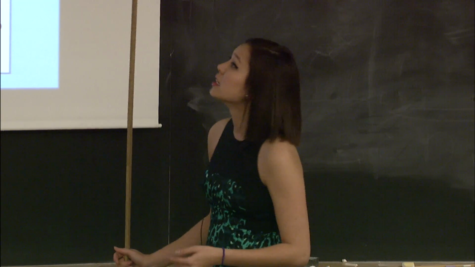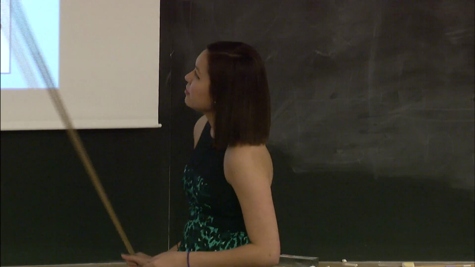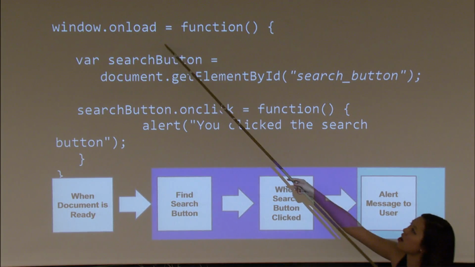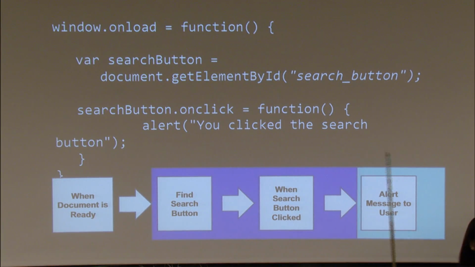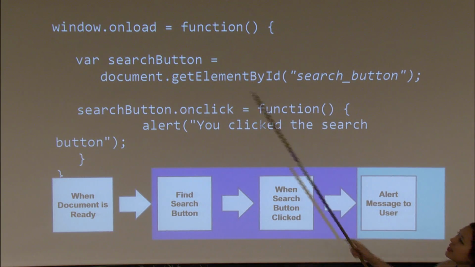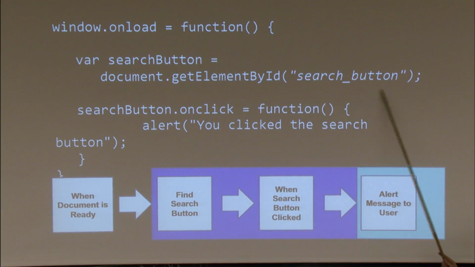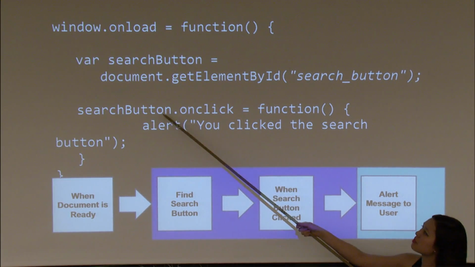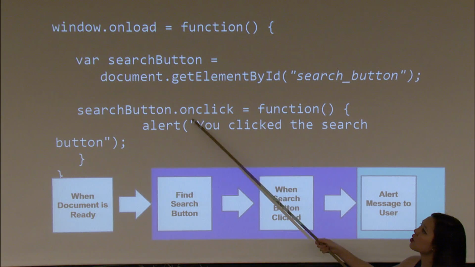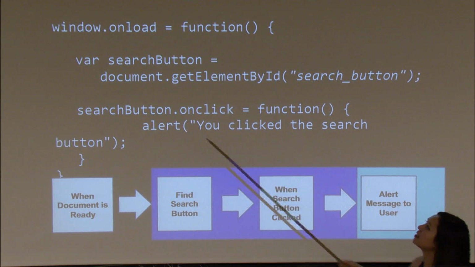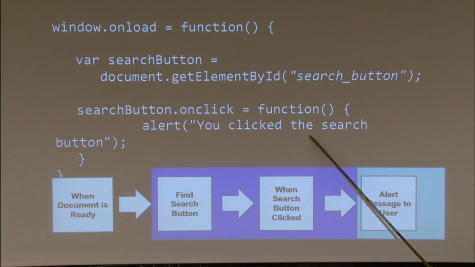It will respond accordingly. So in this case, we have some window.onload. What this says is wait till the window's loaded, okay? So when everything's loaded, onload, then you can execute this function. When everything's loaded, you're going to have some search button that gets an element by ID and prints whatever that element is as the search button. And then we have this variable. We say, okay, onclick. So when we hear a click on the search button, execute this function, which is an alert: you click the search button.